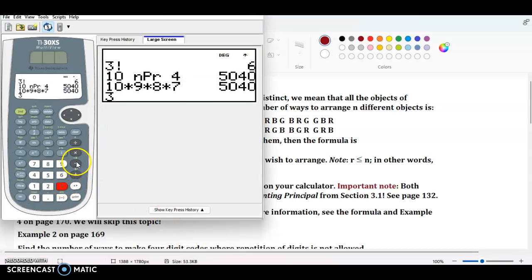Then after you choose the first one, there are 2 ways to choose the other 2, followed by 1 way to choose that last one. So we see that 3 times 2 times 1 using the fundamental counting principle will still give us 6 possible ways to arrange those 3 objects.